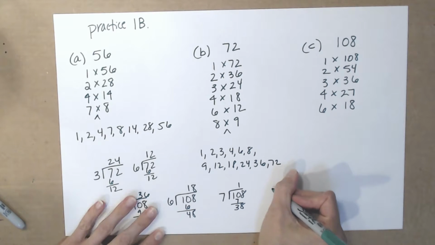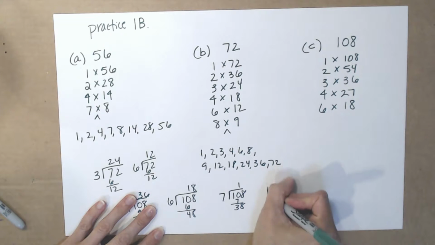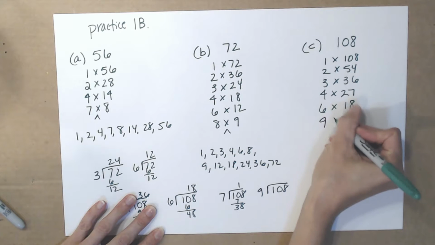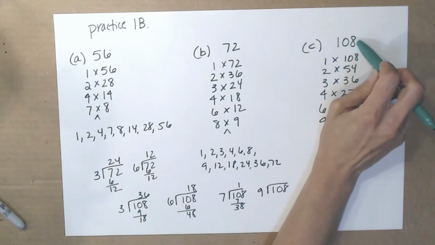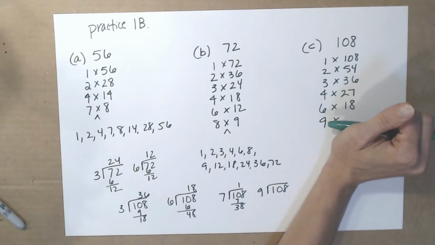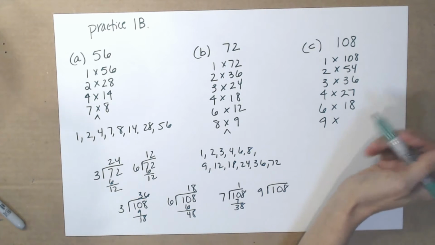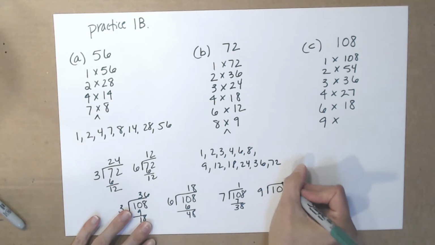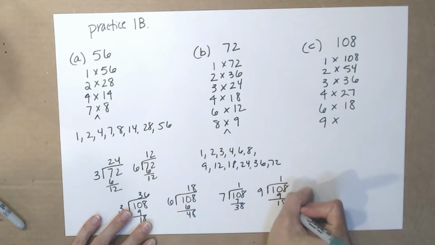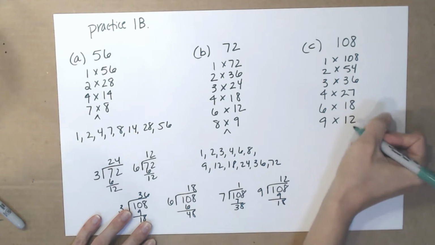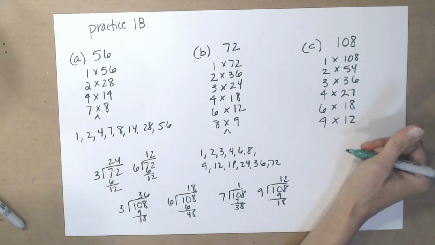9. Let's see, let's test. Oh, 9. We can use our 9 rule. Our 9 rule is if you add up the sum of the digits and they're divisible by 9, then the number is divisible by 9. 1 plus 8 is 9, so it is divisible by 9. So we can just go off to the side, divide it out. We get 9 times 12.